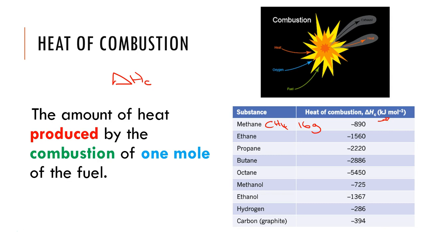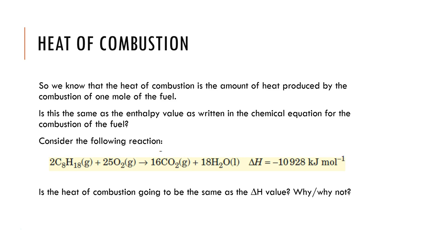mole. Okay, so this is how much we get from burning 16 grams of methanol. Okay, so it's for 1 mole of fuel, and energy is in kilojoules. And this gives you some idea of the different types of energy that we see giving out. Remembering here that this negative for enthalpy is indicating that it is, of course, an exothermic reaction. So heat of combustion is the amount of heat produced by the combustion of 1 mole of fuel. So it's the same as the enthalpy value written for a chemical equation.